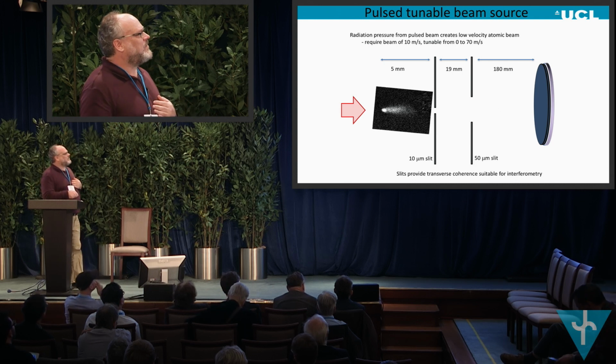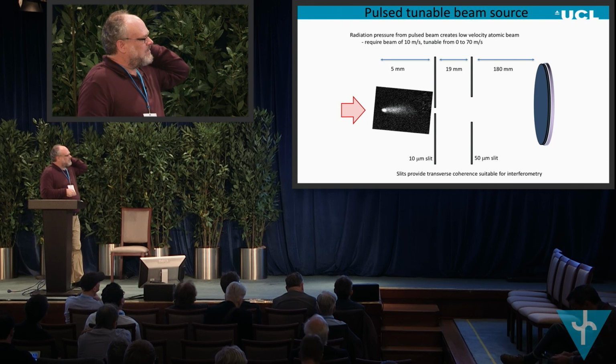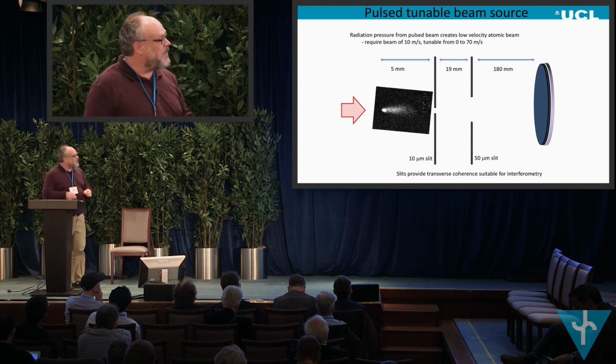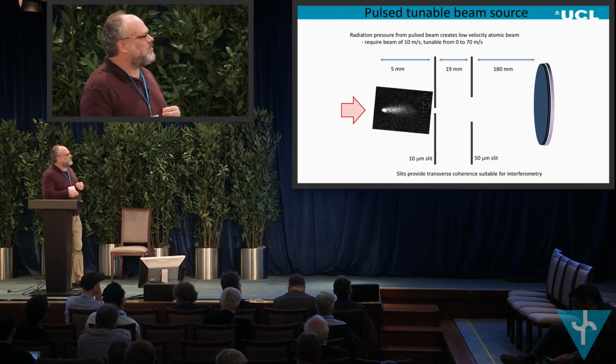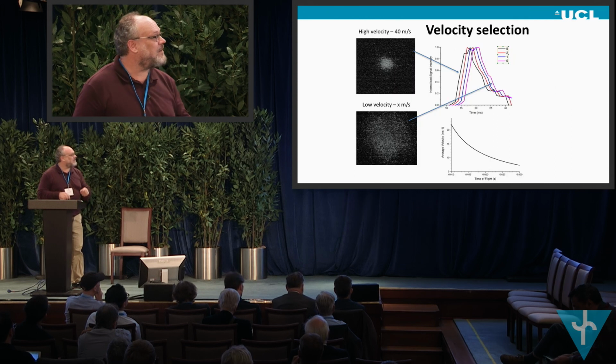So what we need to do then is to collimate this beam to increase the transverse coherence so that we can do these experiments. And so what you see here is essentially a pushed beam, and you see these particles traveling towards the slit.